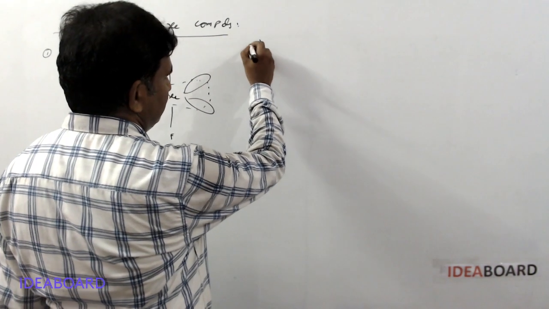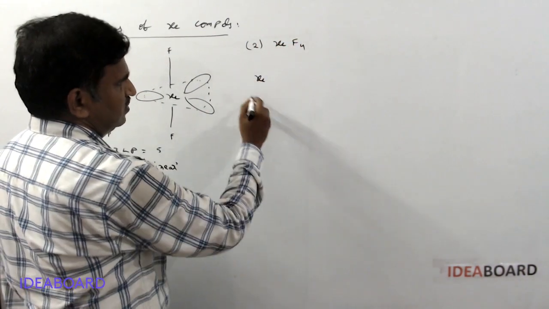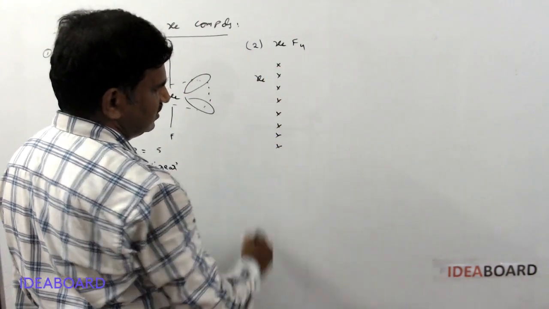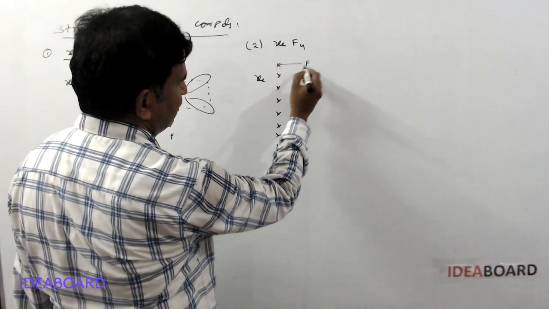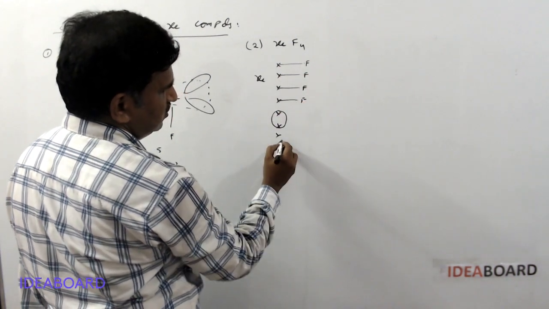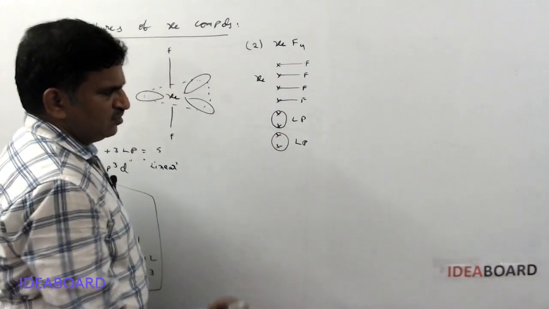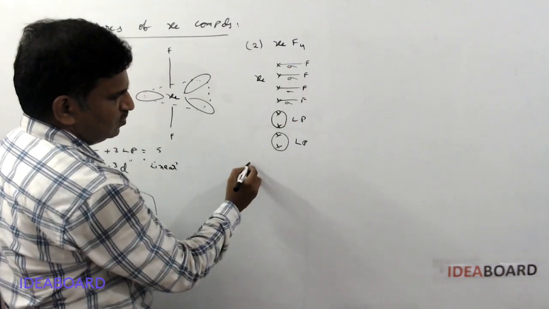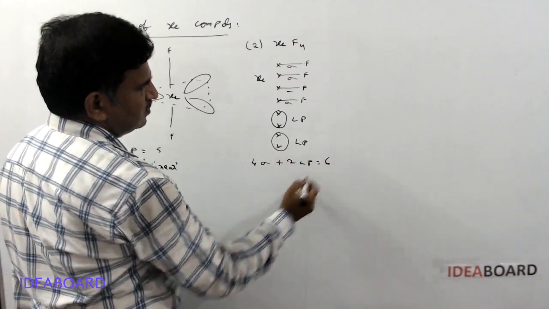And second one, if you are taking XeF4, xenon tetrafluoride, xenon has 8 electrons: 1, 2, 3, 4, 5, 6, 7, 8. And 4 fluorine atoms are there. So 1 fluorine, second fluorine, third fluorine, fourth fluorine. And this is a lone pair and this is another lone pair. So here 2 lone pairs are present and 4 sigma bonds are there. All single bonds are sigma bonds. So 4 sigma bonds plus 2 lone pairs is equal to 6.